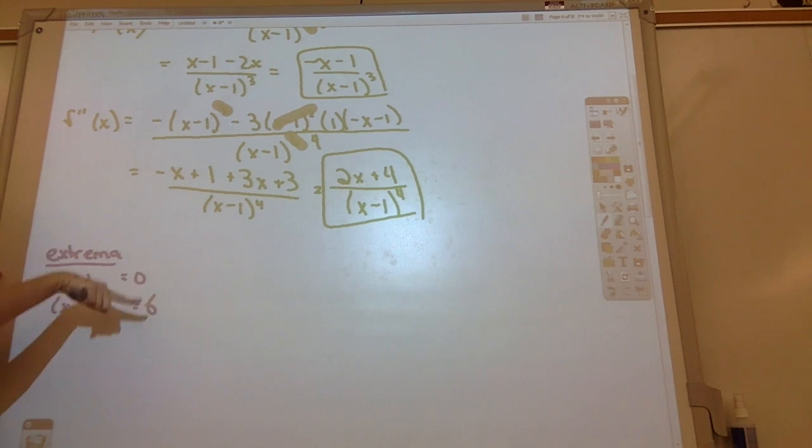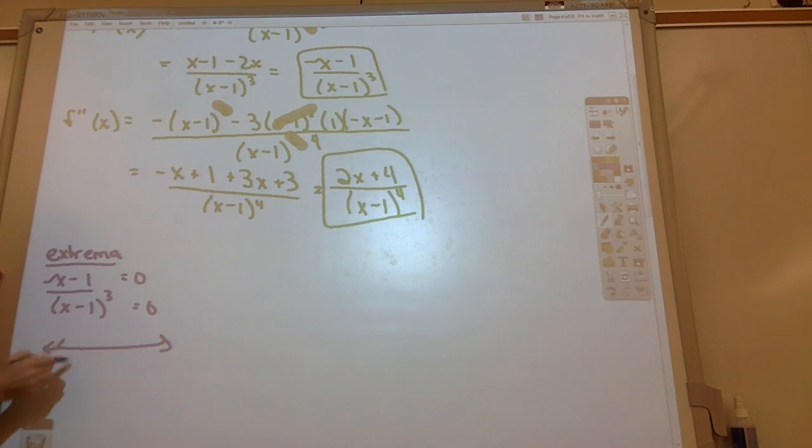So the first one, I'm going to get x equals -1. When I set the top equal to 0, I'm going to get -1. When I set the bottom equal to 0, I'm going to get 1.